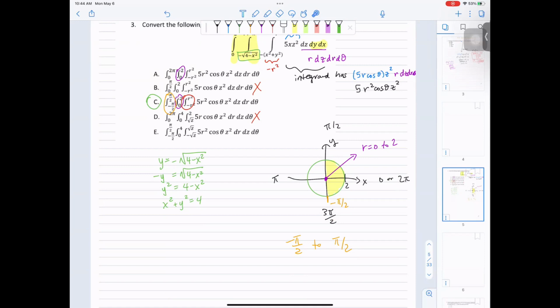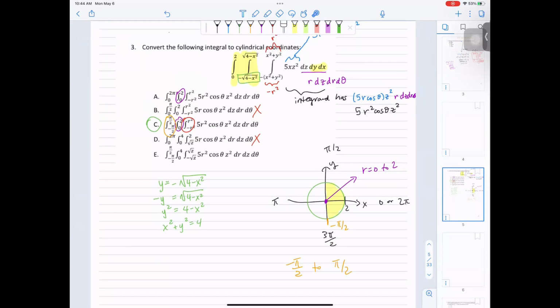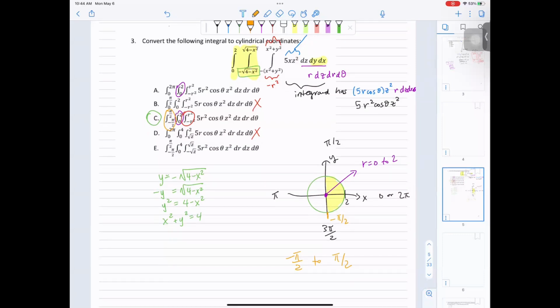Why is it a half circle again? Yeah, so we were looking at, in the Cartesian coordinates, our bounds for y were the negative of the half circle to the positive of the half circle, right? So that means that when I draw a line in the increasing y direction, this red line enters the bottom half of the circle, and it exits the top half of the circle.